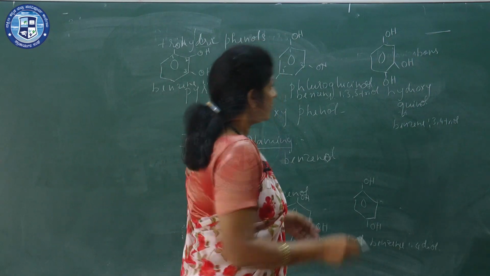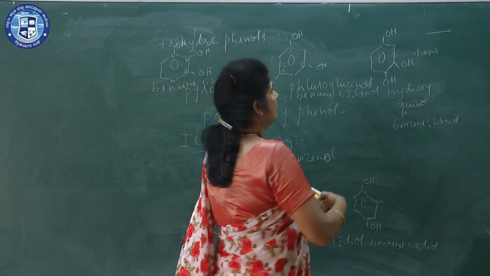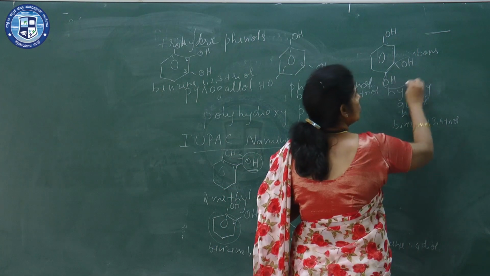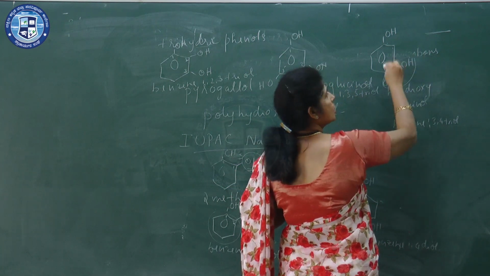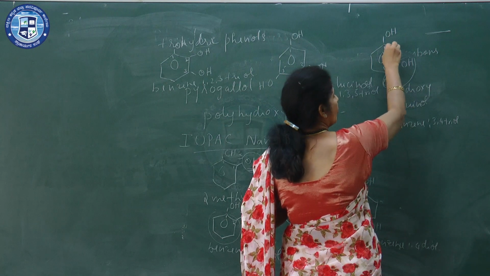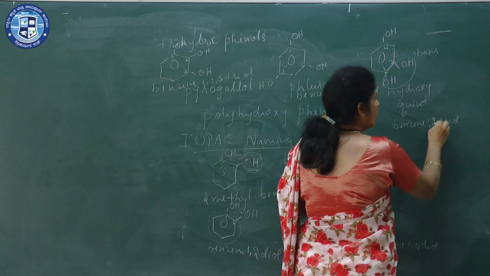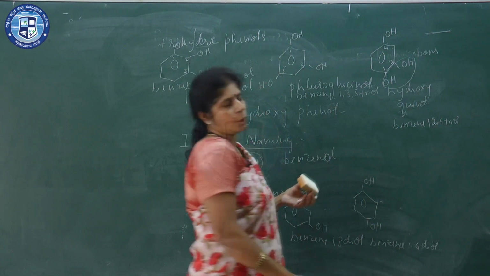So likewise the names are going. Or, especially in this case, we give importance to the OH groups which are closer. So this is taken as 1, 2 and 4, so the name is benzene-1,2,4-triol.